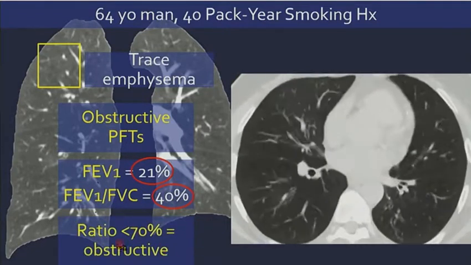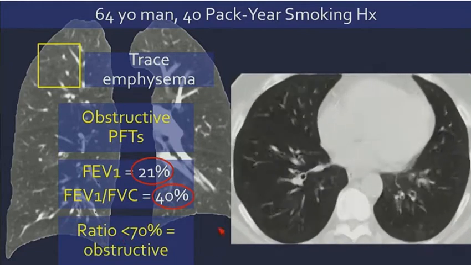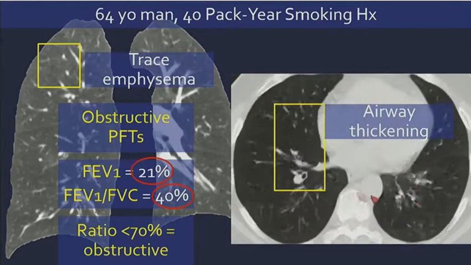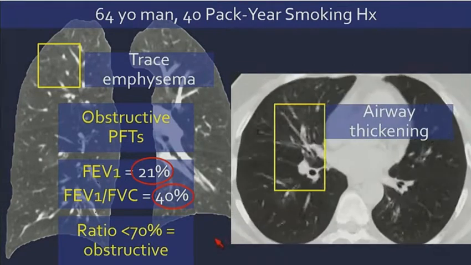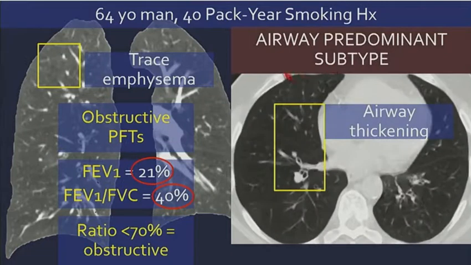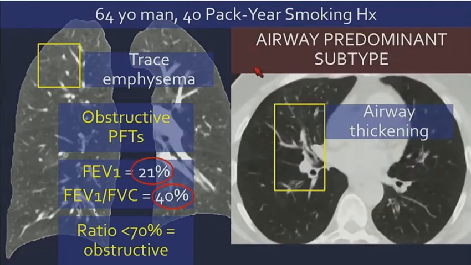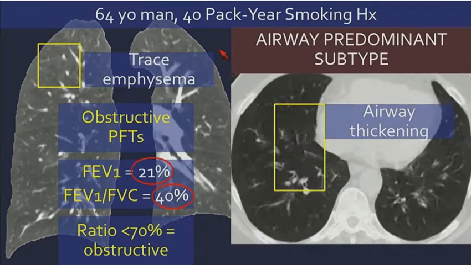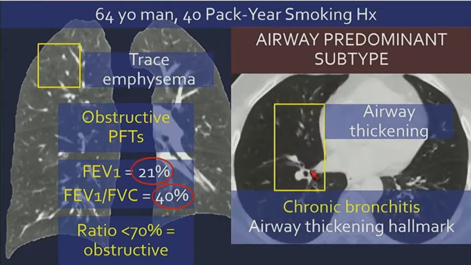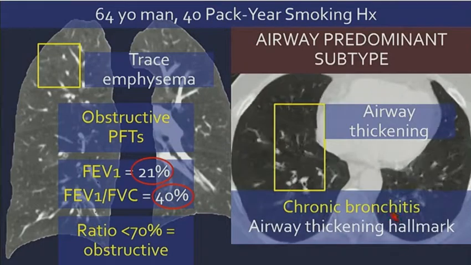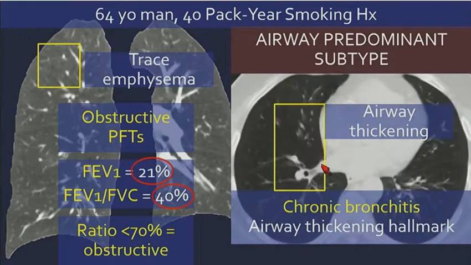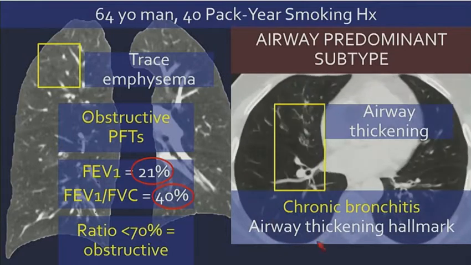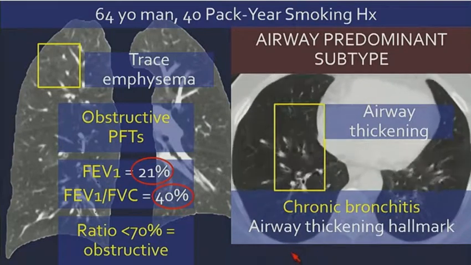So how did he have these obstructive PFTs and not have much emphysema? Well, look at all of the airway thickening that you see on a CT. That's the clue here, really, to this so-called airway predominant subtype of COPD. So remember this. You can have patients with really, really obstructive PFTs with only minor emphysema when there is the significant presence of something like chronic bronchitis affecting the airways. And there's increasing evidence that some airway fibrosis can occur in these cases as well. So airway thickening is a hallmark here of the airway predominant subtype.